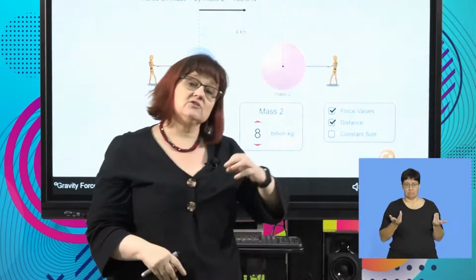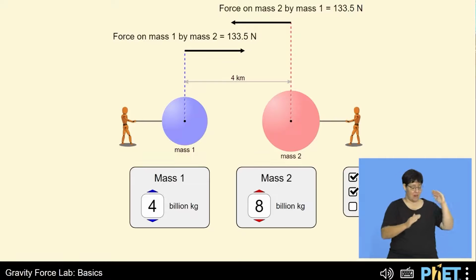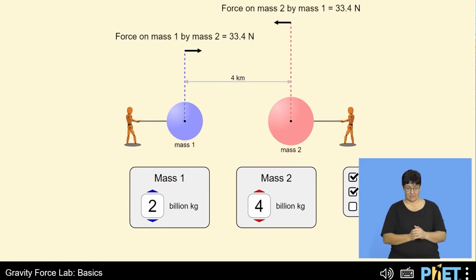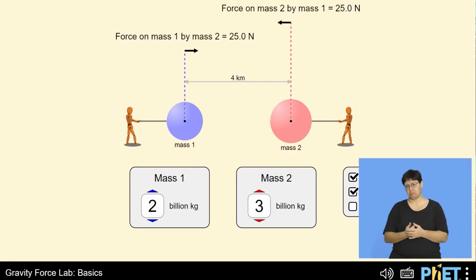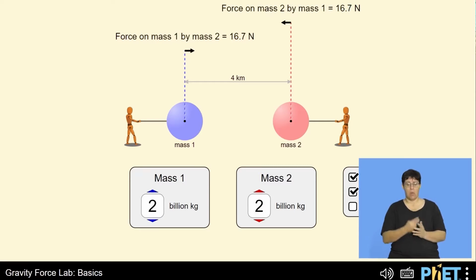Let's make the masses smaller. So I'm going to reset. We're back to what we started with, the 33,4. Let's make mass 2 smaller, just by 1. Now it's 25 because we've made the mass smaller. Let's make them both 2. It's now 16,7. So I halved the mass, and now the force is half.